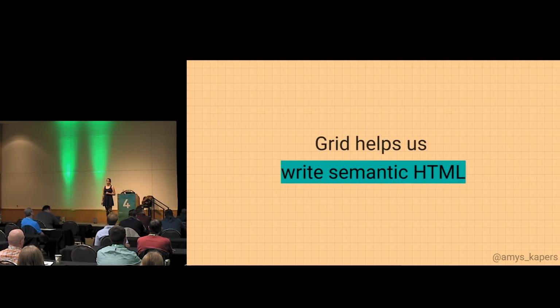CSS Grid also helps us get back to writing logical and semantic HTML. We're no longer required to write our HTML based on how the page design looks. We can now write our HTML based on the logical flow of the document and let the CSS arrange it visually where we need to. When this is done right, our content can be more accessible for anybody using a reader mode, saving an article for later, or using a screen reader or assistive technology.